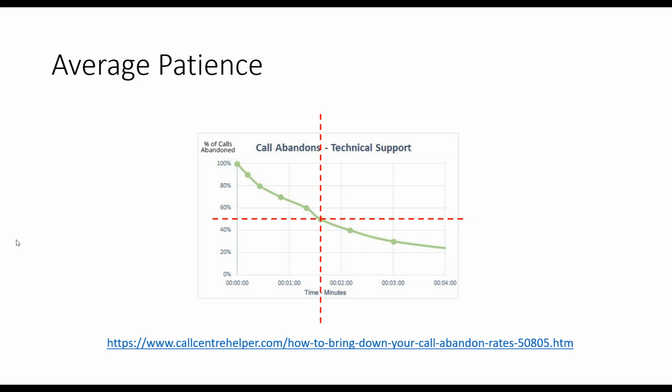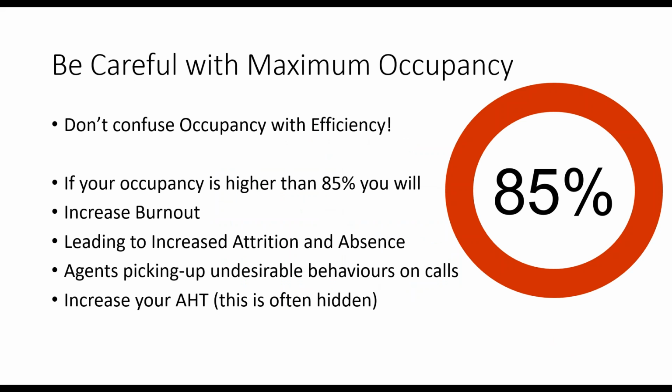Then in terms of one other trick, I think in Erlang, a lot of people tend to forget is maximum occupancy. And one of the things that when you're doing an Erlang calculation, you need to do is to make sure your occupancy doesn't go above 85%. Because if you go above 85% occupancy, a number of things will happen.